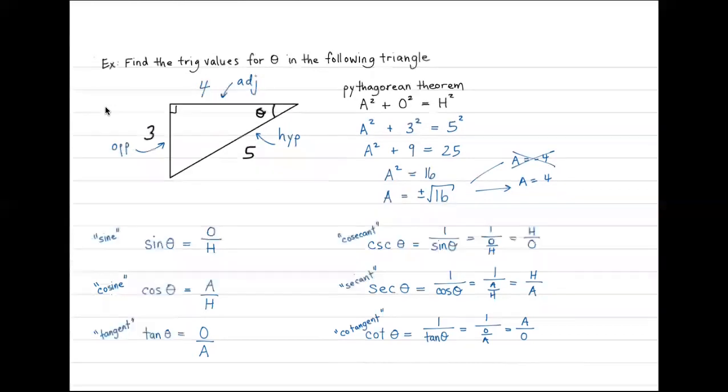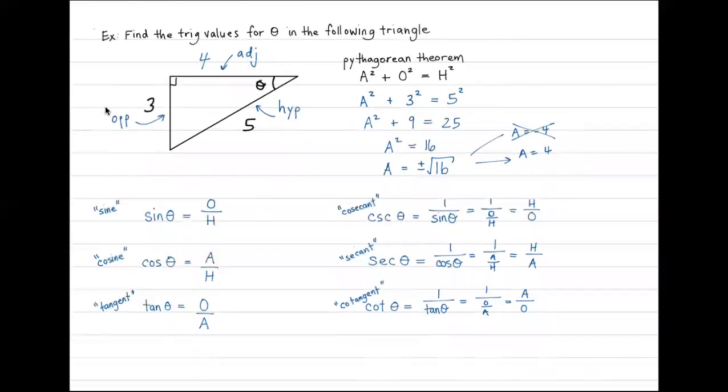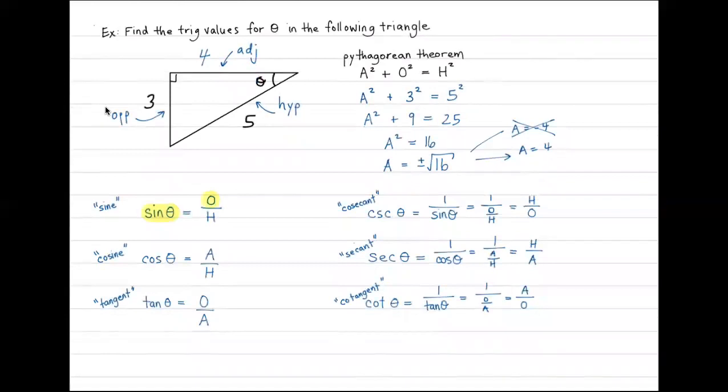Okay, so let's plug in some values. The sine here, it says is opposite over hypotenuse. So opposite is this side over the hypotenuse, which is this side. So if I plug that in, I'm going to get 3 over 5. Let me get rid of that highlight. There we go. So sine is 3 over 5.